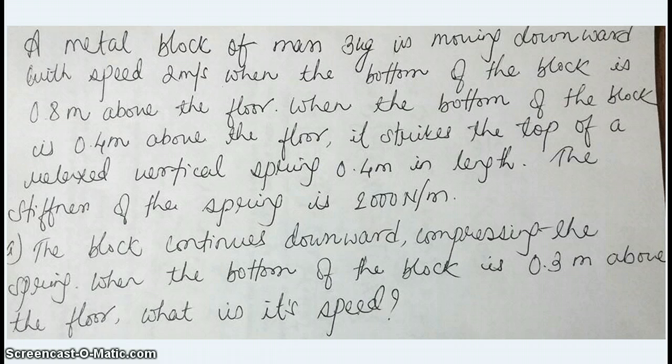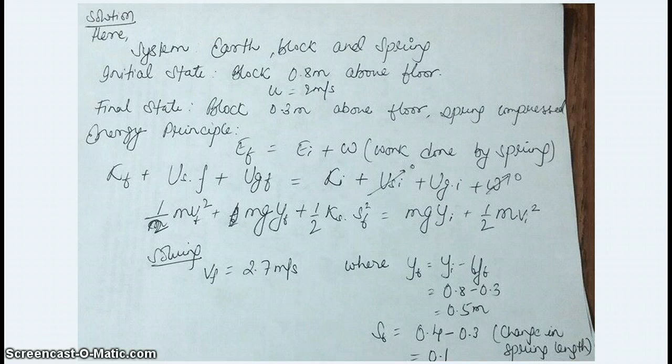Here we need to consider that both earth and spring are part of the system. So there are two potential energy terms, one for the block and spring and one for the block and earth. Since the mass of the spring is negligible, there is not a spring plus earth potential energy term. And let's see the solution.